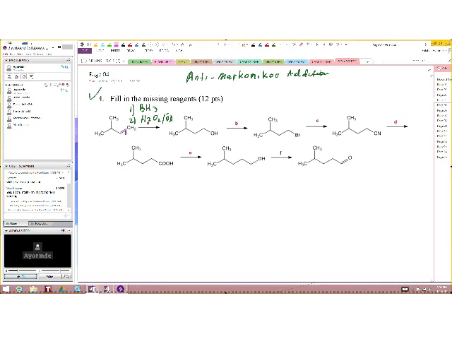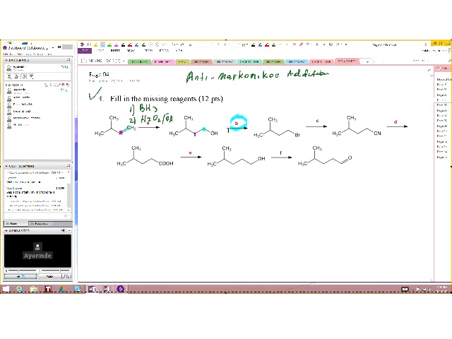This carbon is this carbon right here, and this carbon here is this carbon. So what we've done is add water across the carbon-carbon double bond, and that is what this reagent does. Now, let us go to the next one, B.